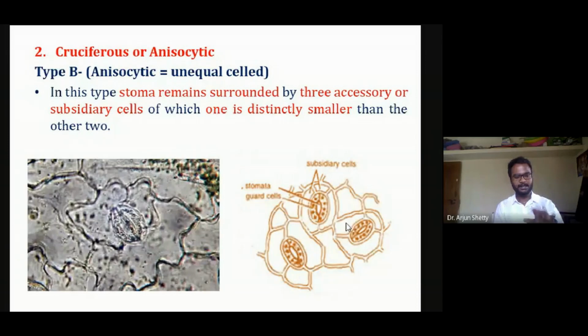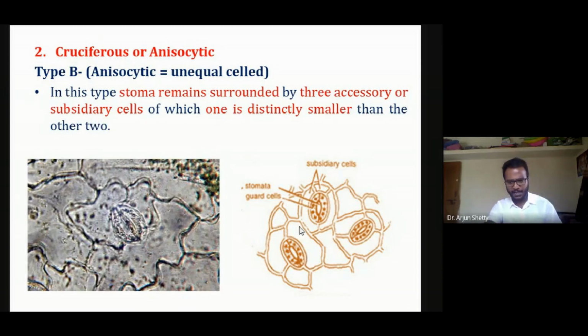Next is the anisocytic type of stomata, also called type B. What do we mean by anisocytic? Unequal celled. Here we are going to see the stomata surrounded by exactly 3 accessory or subsidiary cells. In the anamozytic type we saw 4 or 5 subsidiary cells which were unlike each other. Here there are exclusively 3 subsidiary cells, of which one is quite smaller than the other 2.